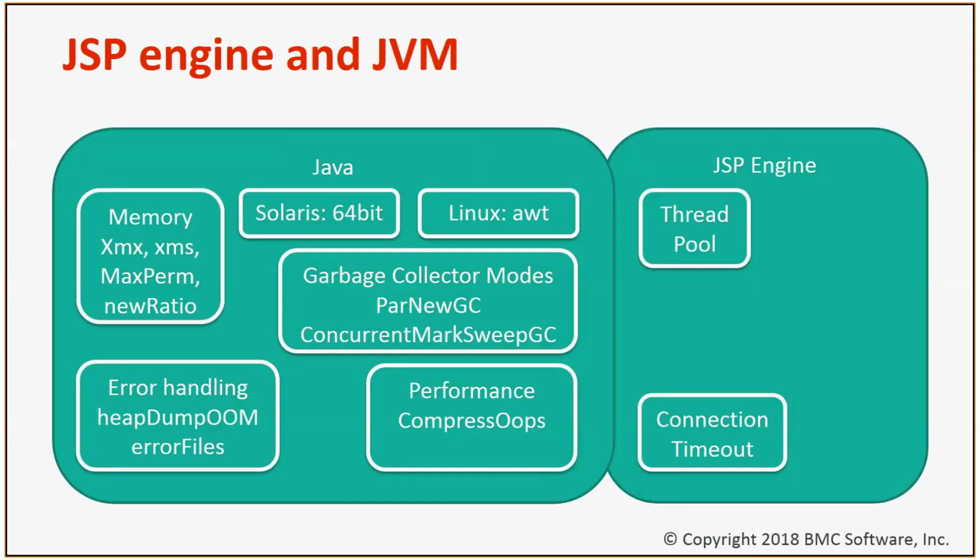On the JSP engine and Java Virtual Machine side, we configure some major areas, basically memory, garbage collection, error handling, and performance. And not having one of these areas properly configured will either not perform as intended or have lower chances of catching an error. Then some operating systems such as Solaris and Linux will require a few more settings to specify the 64-bit mode, and the fonts for AWT are basically required for Unix and Linux, but mostly for reporting purposes.